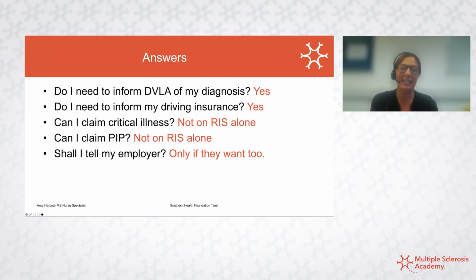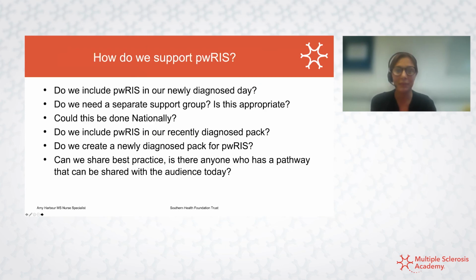So here are the answers. So yes, you do need to tell the DVLA. Yes, you do need to tell your driving insurance. You can't claim critical illness on RIS alone. You can't claim PIP on RIS alone. Shall you tell your employer? Up to you. Yeah, personal choice. Same with MS. You don't need to necessarily tell anyone anything. It's your condition. It's up to you.